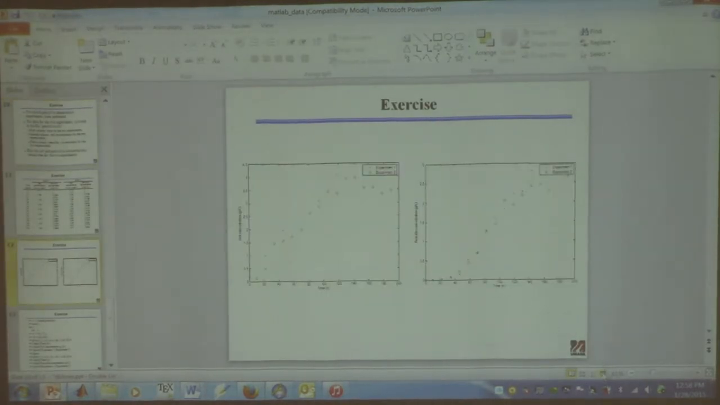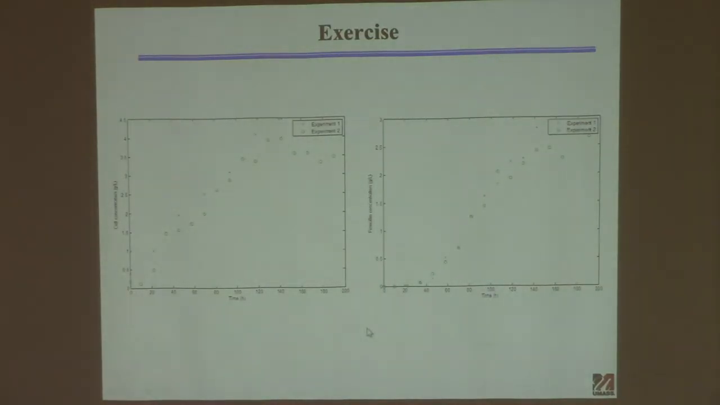Of course, MATLAB makes such little labels. Sorry. Okay, what have I done? I've created two plots here. So this is for the different experiments. This is cell concentration versus time for each of the two experiments, and this is the penicillin concentration versus time.